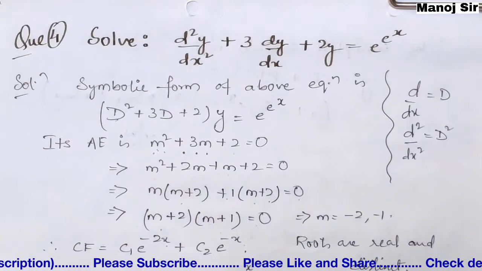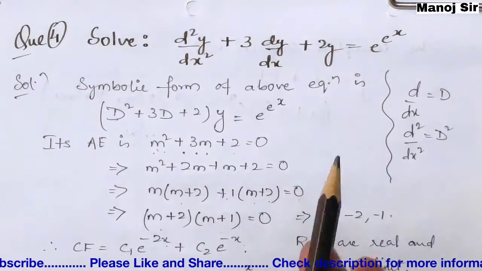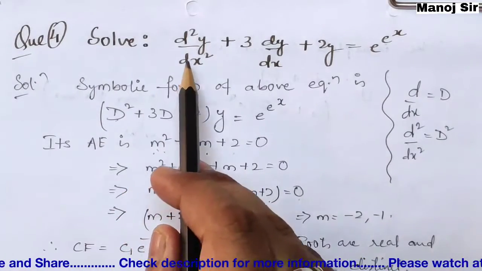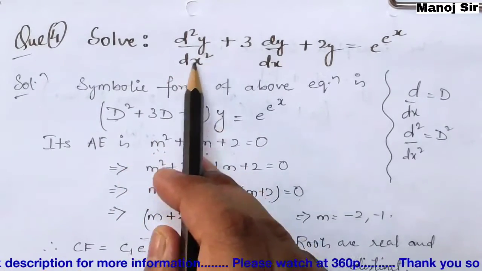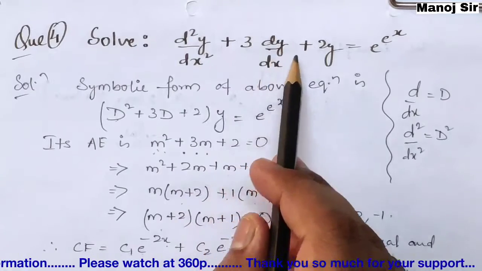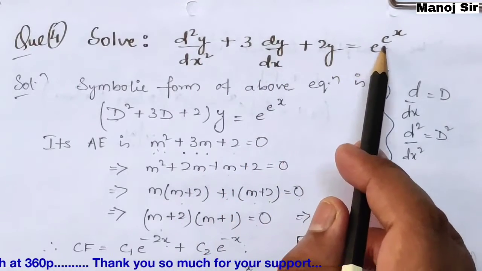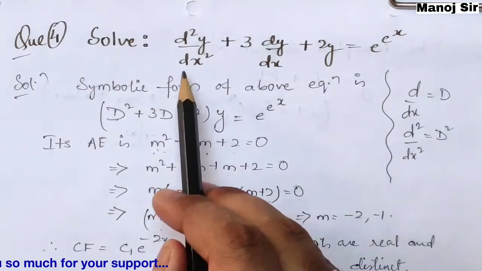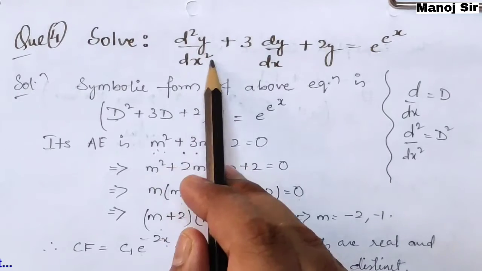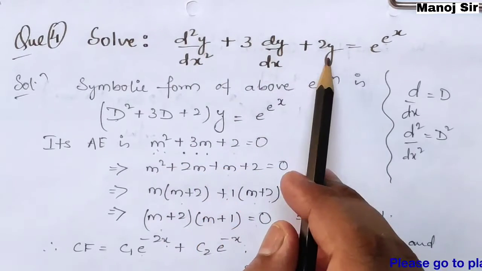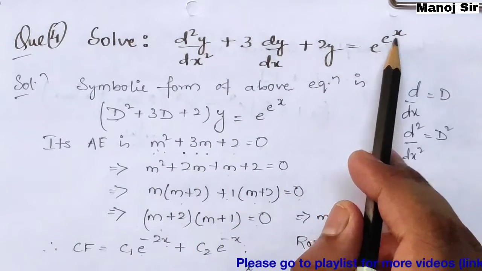Okay, so let us start solving this very important problem. The question says, solve d square y upon dx square plus 3 dy upon dx plus 2y equals to e to the power x.